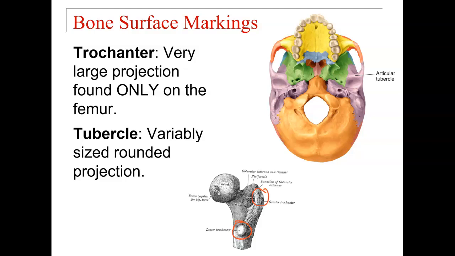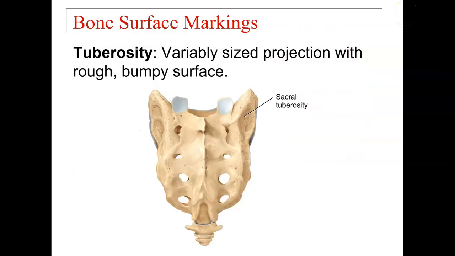Next, you have your tubercle. These are variable in size, and they're going to be simply rounded projections. So here you have this rounded projection here, which is going to be referred to as an articular tubercle. You also have what's referred to as tuberosities. These are also variable in size, so they can be different sizes, and they're projections with rough, bumpy surfaces. And so with this one, here we're going to have sacral tuberosities on both sides.